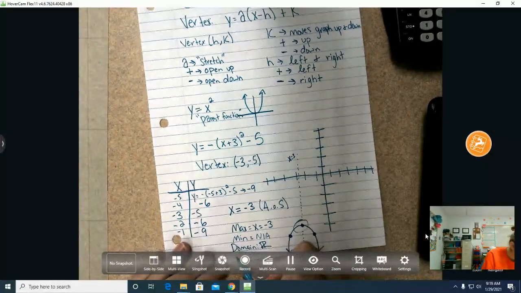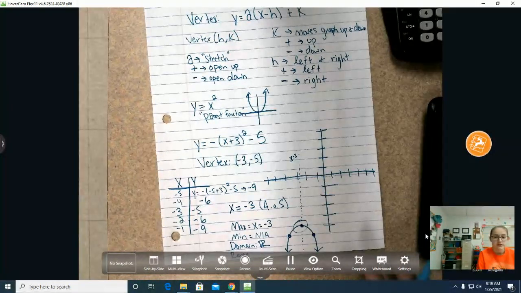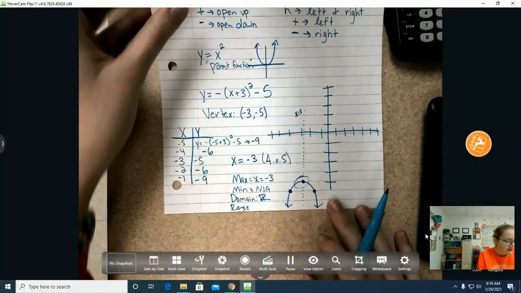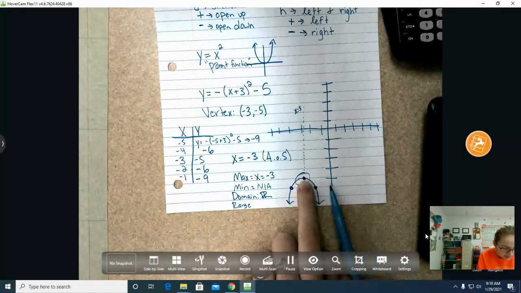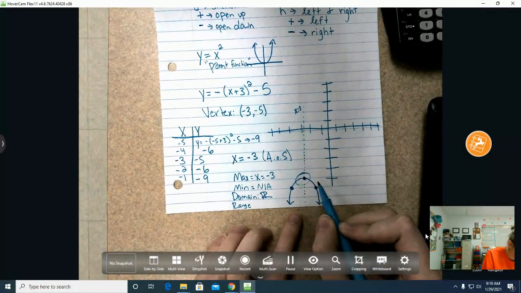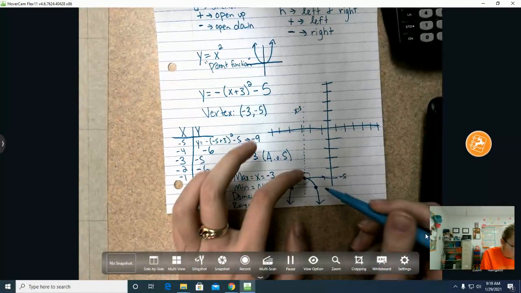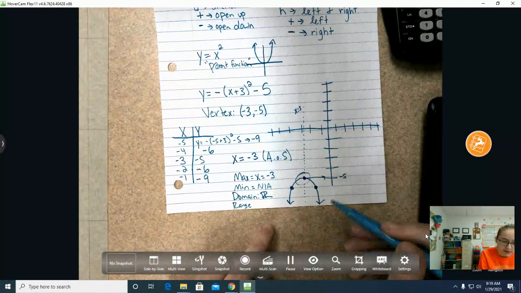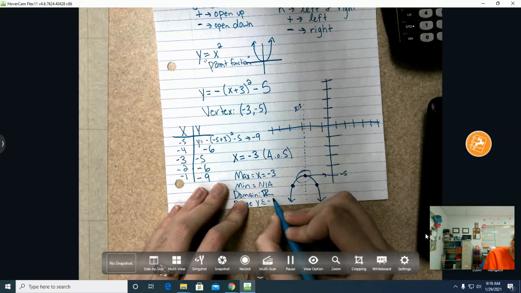And then lastly, your range. Your range is the restrictions on your y values. So the only restriction on our y value is that it can't be any higher than -5. See, this is our y value right here at -5. All of our other y values are going to be below this. So our range is that y has to be less than or equal to -5.